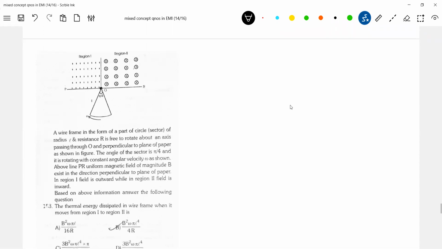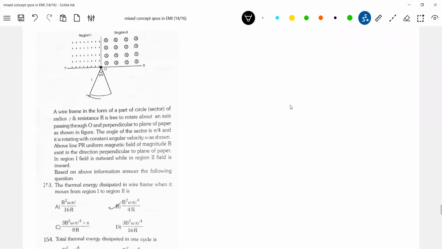Okay, read the question. So we have some loop here at t equals 0. It will rotate with a constant angular velocity. Thermal energy dissipated in the wireframe when it moves from region 1 to region 2. Total thermal energy dissipated in one cycle. It's asking all the conditions. So it's a very simple, already known rod concept.